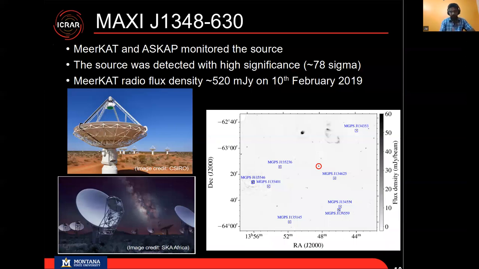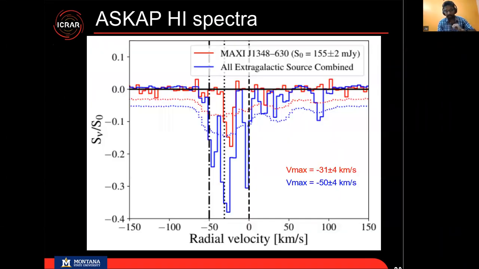Yeah, so you can see that this source is also detected with high significance. And for this particular case, instead of taking one particular extragalactic source, we targeted a couple of extragalactic sources, and then we created a combined spectrum for those sources so that we have more robust constraints for the extragalactic sources. Can you please go to the next slide?